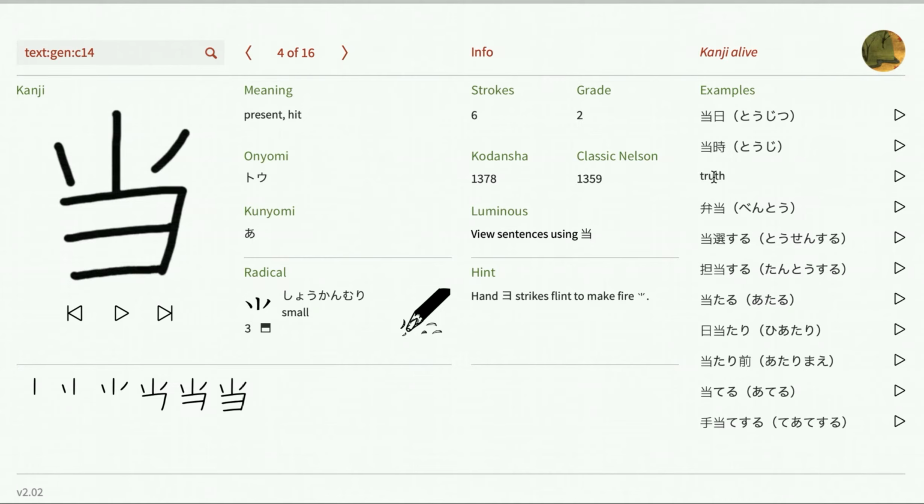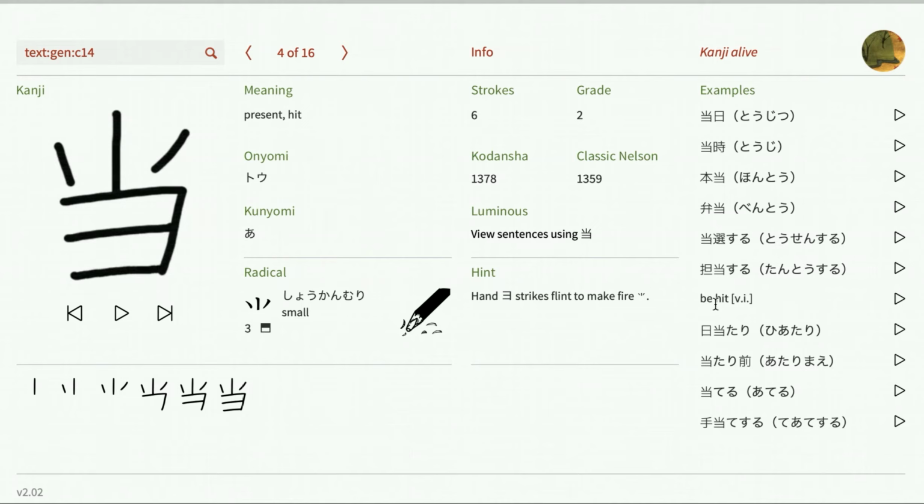Honto, we probably all know, means really or truth. Bento is a box lunch, delicious. Tosen suru is to be elected or to be selected to win a prize. Tanto suru is to have responsibility for it in business. You will also often hear the term tantosha, which is the person in charge or the person responsible. We'll learn the sha for tantosha at the end of lesson 14 kanji.